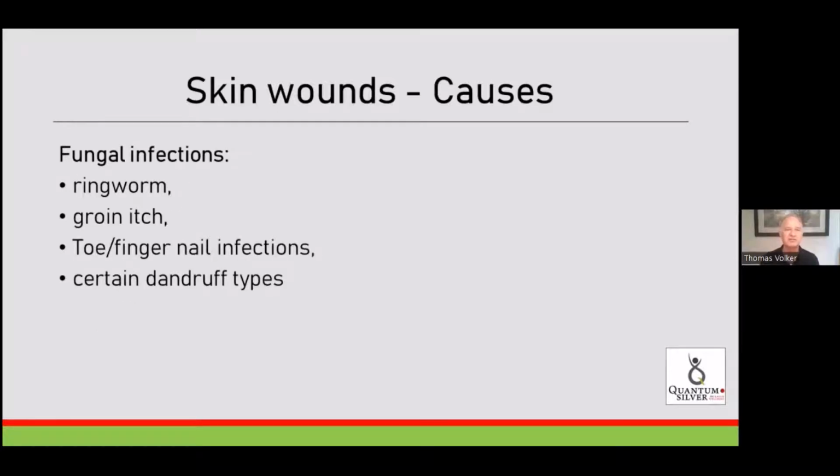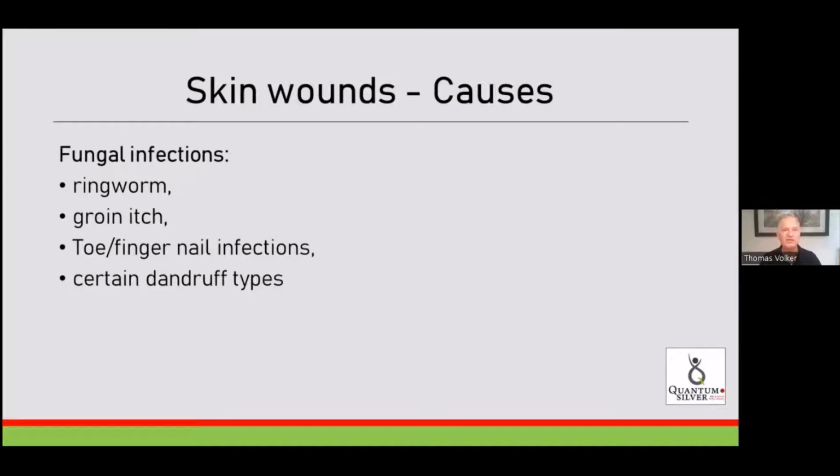Other skin conditions that we come across quite commonly is ringworm, which usually starts as a small spot somewhere on the skin. It is reddish, slightly elevated. It itches usually, and then it grows out in a round circular form. And that is usually caused by a fungus, which we call ringworm.